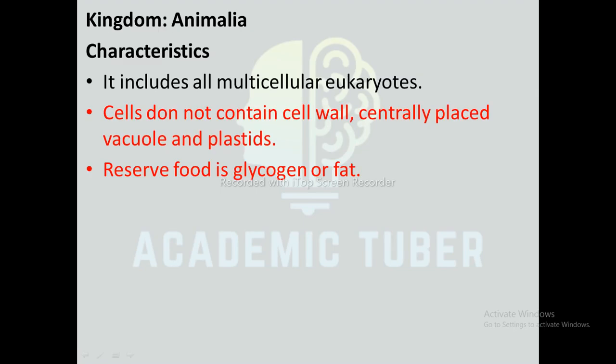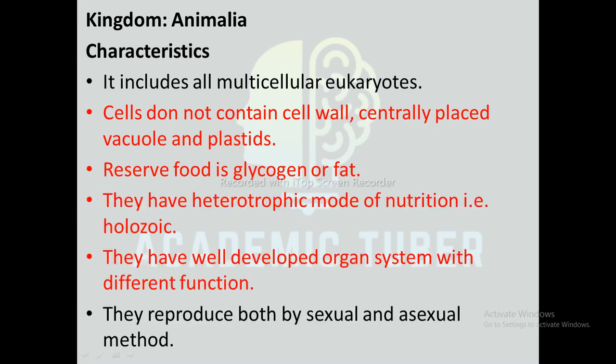Now we'll move towards another kingdom, which is kingdom Animalia. Kingdom Animalia includes all multicellular eukaryotes, and cells do not contain a cell wall. Centrally placed nucleus and plastids are absent. Reserve food is glycogen or fat. They have a heterotrophic mode of nutrition, that is holozoic. They have well developed organ systems with different functions. They reproduce both by asexual and sexual methods.